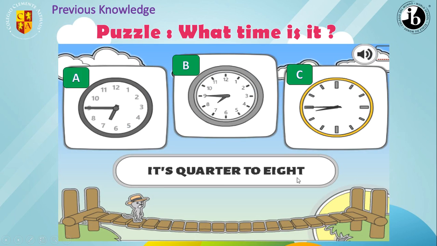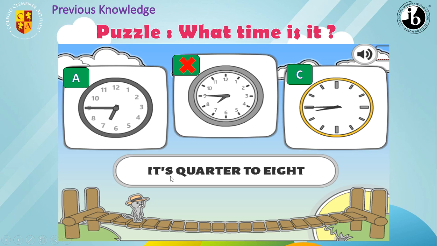Again, what time is it? It's 7:45. It means that we need a quarter of an hour or we need 15 minutes to be 8 o'clock. Okay? So, A, B, or C? What do you say? 7:45? No, right? 7:45? Yes, it's 7:45. Very good.